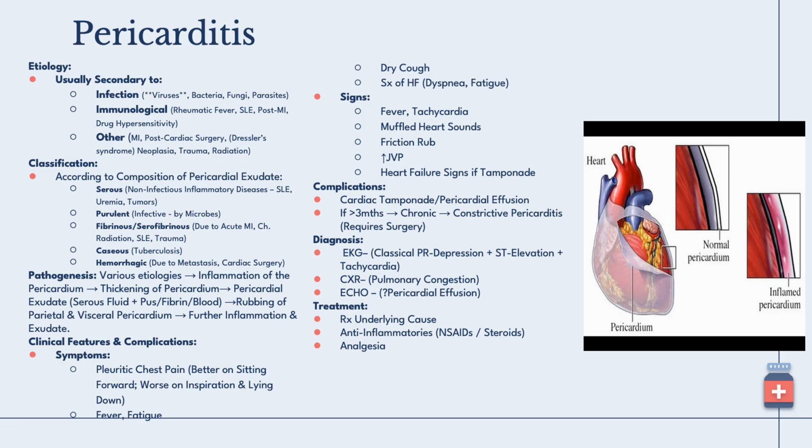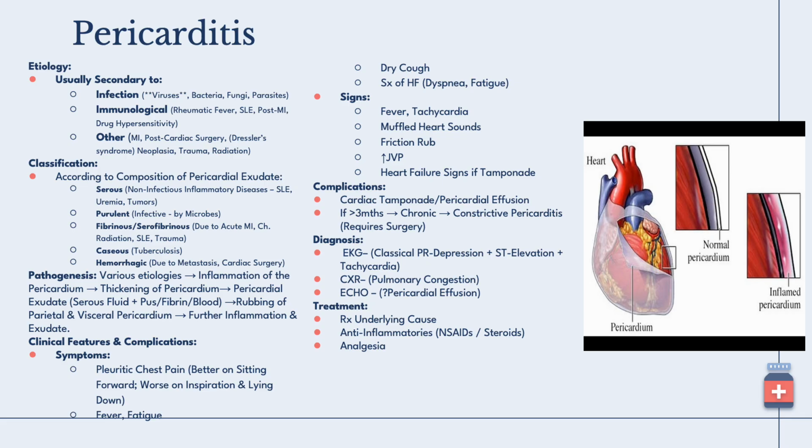Pericarditis. So etiology, so it's usually secondary due to infection. So star highlight as your viruses here, but it could be immunological or other. So MI, post-cardiac surgery, also known as Dressler's syndrome. Classification is really according to the composition of the pericardial exudate. Pathogenesis, so again, various etiologies, but basically whatever the etiology is, we're leading to inflammation of the pericardium.